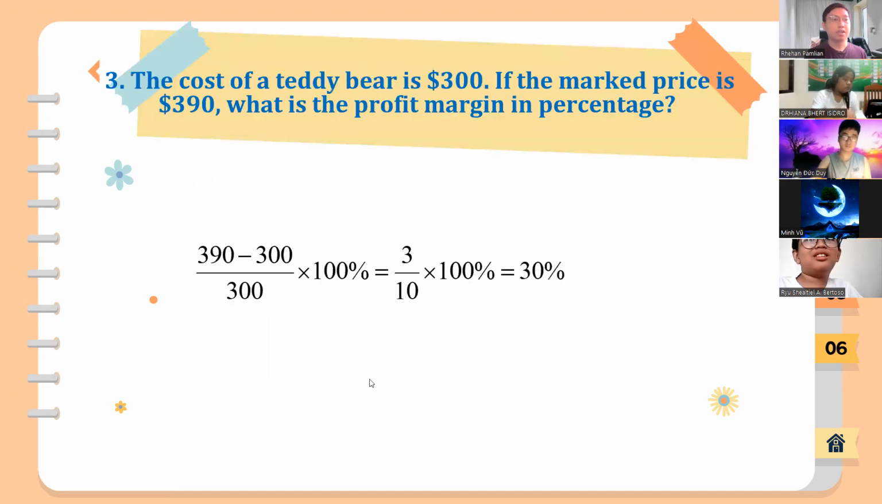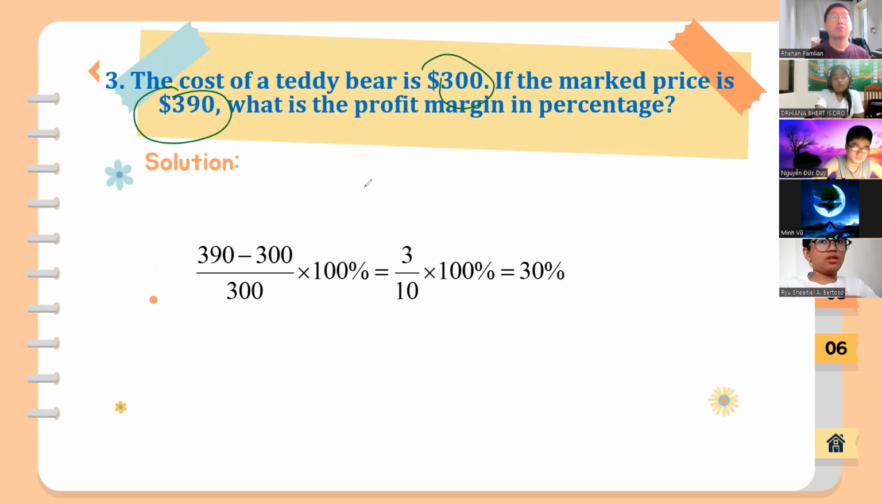Okay, next, number 3. The cost of a teddy bear is $300. If the market price is $390, what is the profit margin in percentage? Okay, so let's dissect the problem. So we have the cost of the bear, okay? The cost of the bear is 300. If the market price is 390, what do you mean by that? So meaning the selling price of that teddy bear is 390.